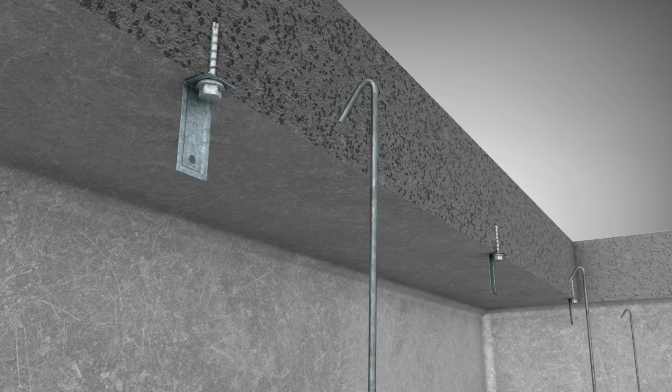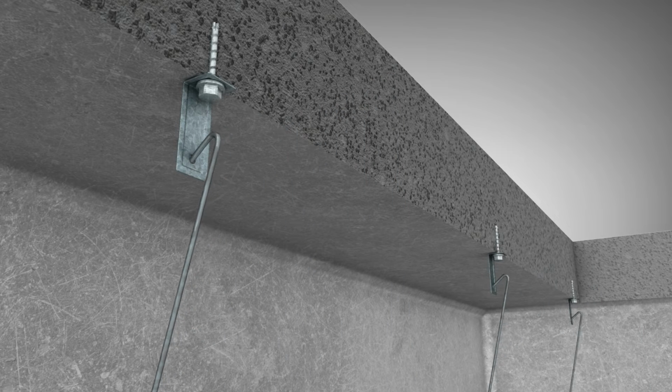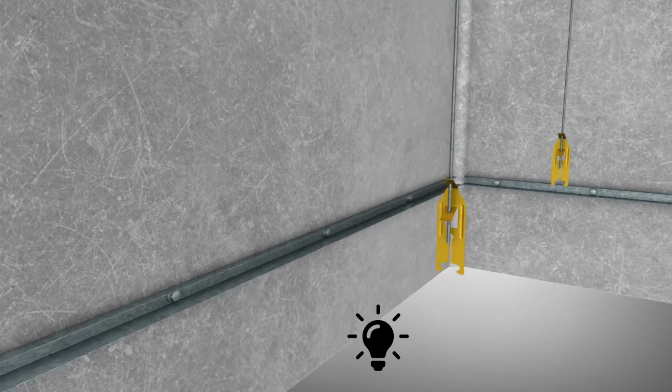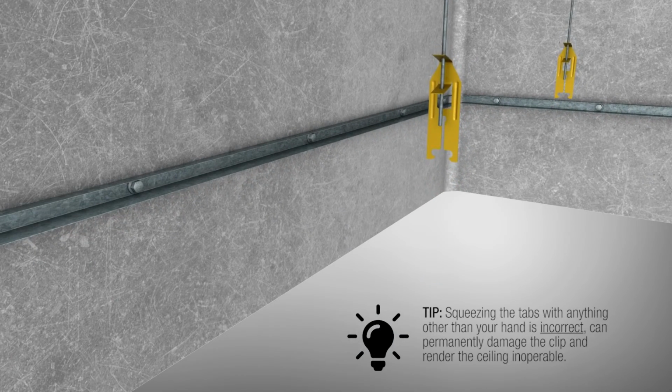Next, hook the suspension rod and the suspension clip that you have pre-assembled through the fixing hole of the bracket. Adjust the suspension clip to the correct level by squeezing together the tabs with your fingers.